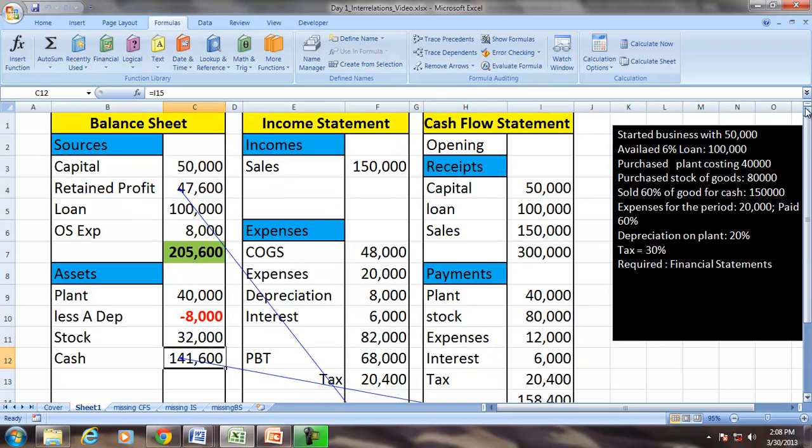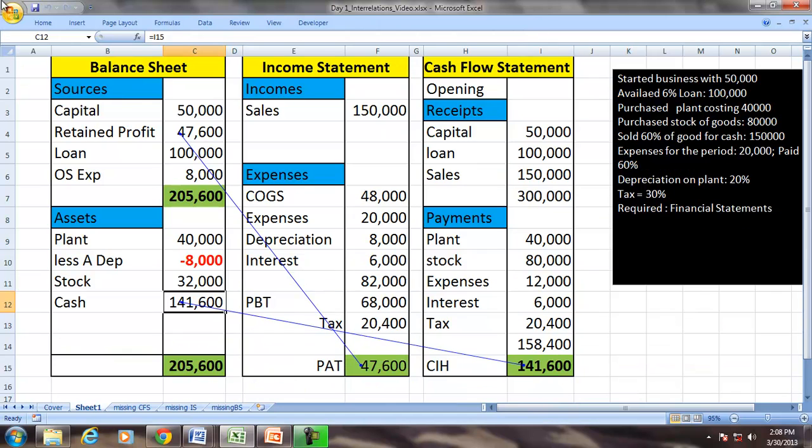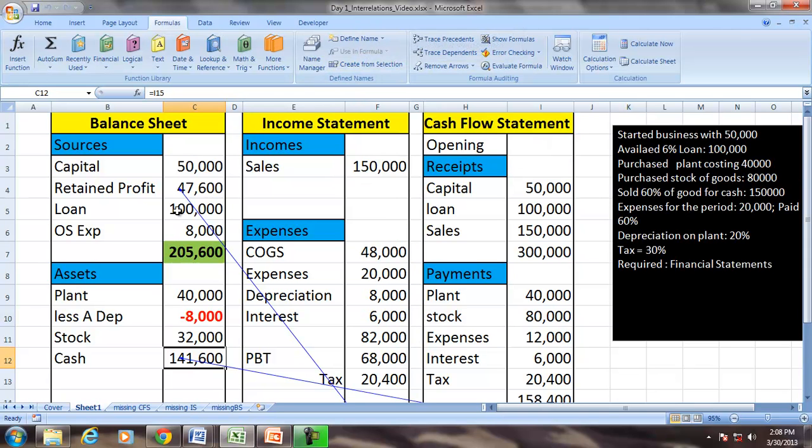That also shows the interrelationship between the cash flow statement, income statement and the balance sheet. In the process, we have also balanced the balance sheet. So most of the items are interdependent. We can see the cash, outstanding expense. The expense is more than the payment. So there is an outstanding expense as a liability.